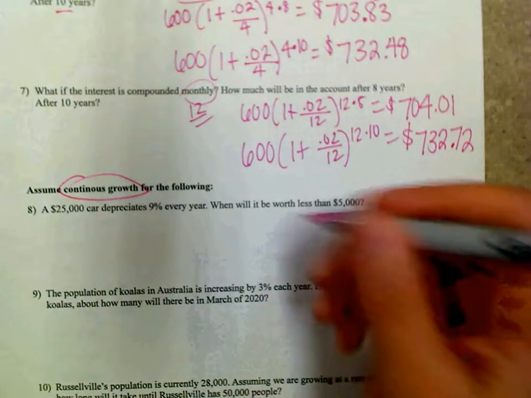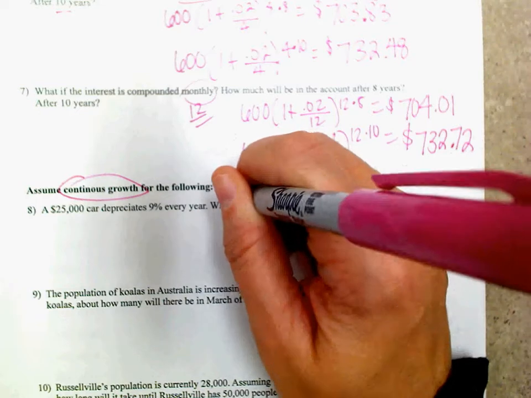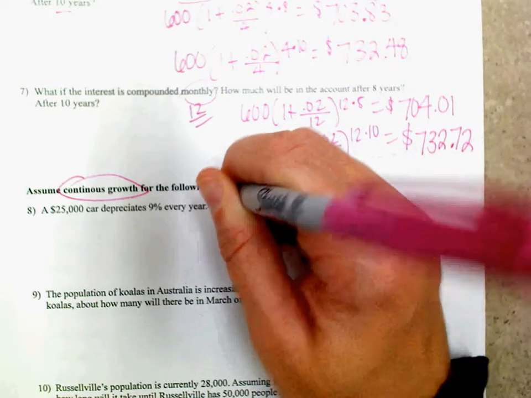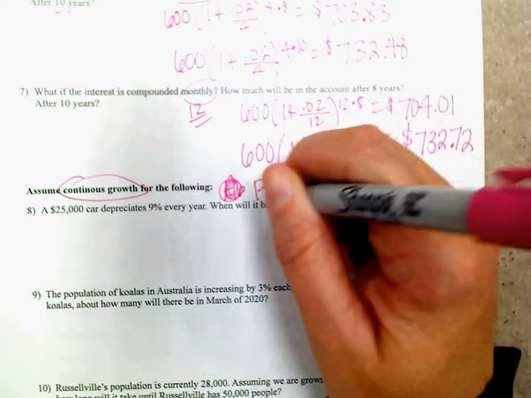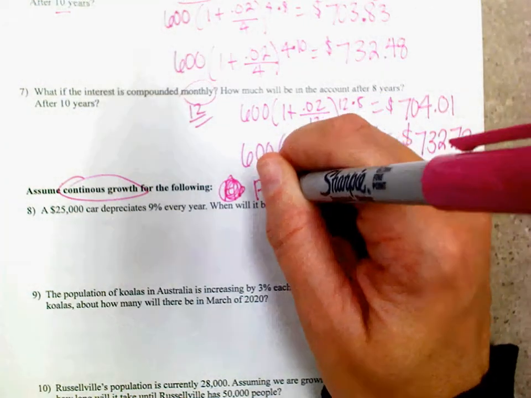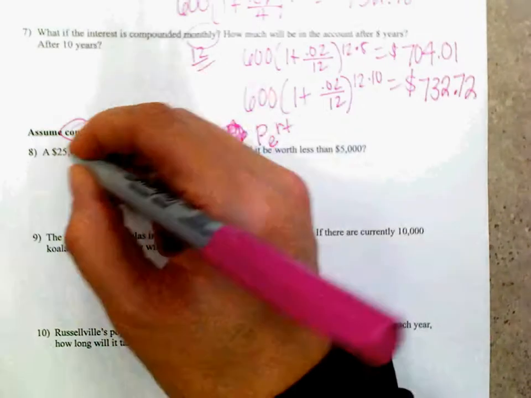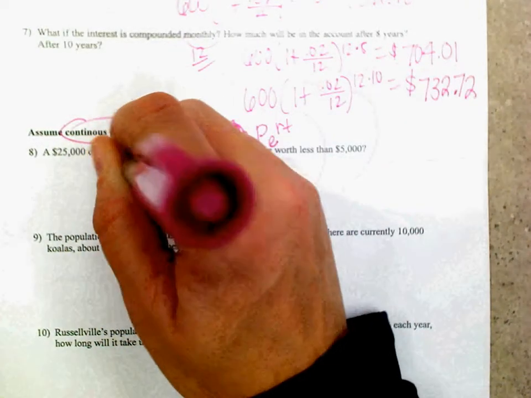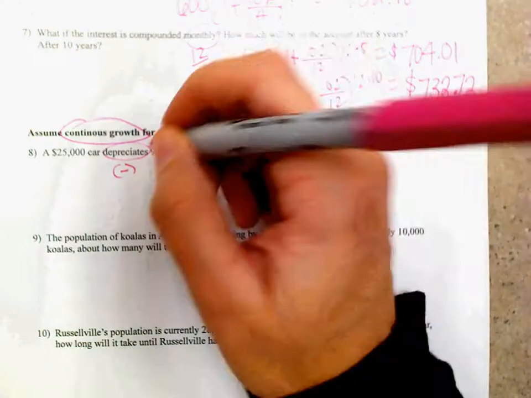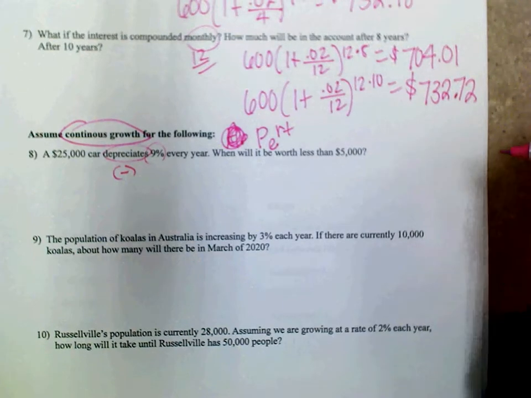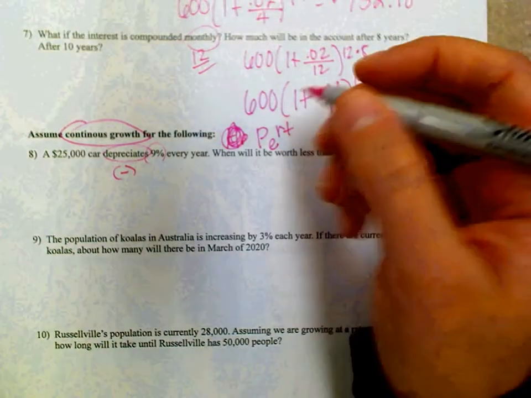Okay, moving on. Assume continuous growth. So now we're doing continuous. Remember that formula is principal times E up to the RT. That's the formula we're going to use here. So a $25,000 car depreciates. That's telling you it's going negative, 9% every year. When will it be worth less than $5,000? So this is one that you work backwards on.